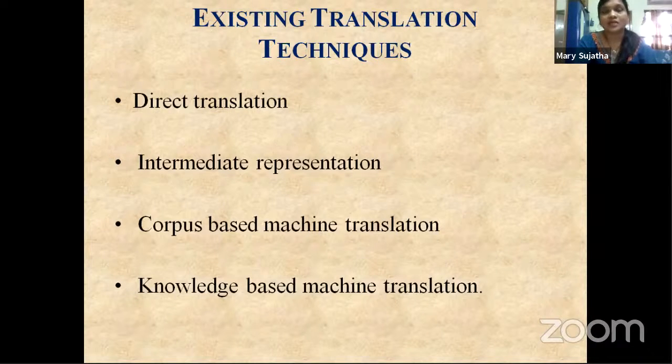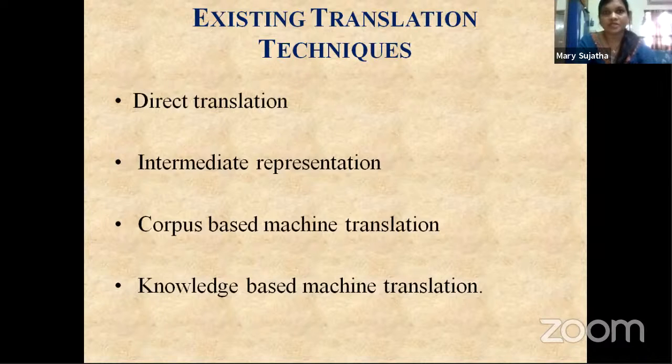It's a lexical-based translation technique. There are many disadvantages with this type of translation technique, such as there is a chance of having more than one meaning for a particular word. Secondly, intermediate translation takes place.